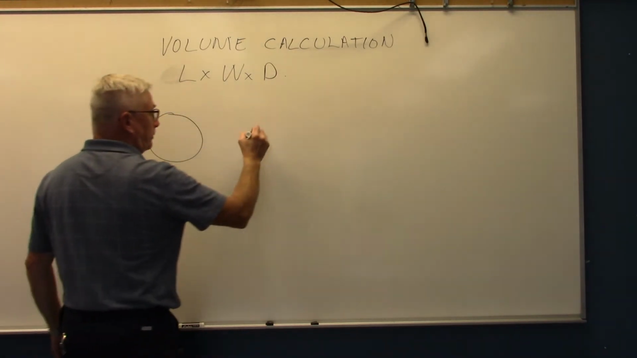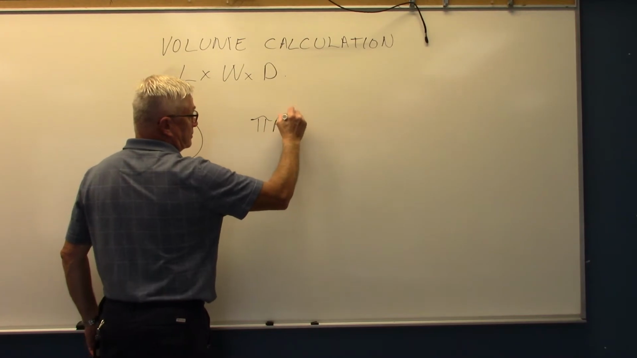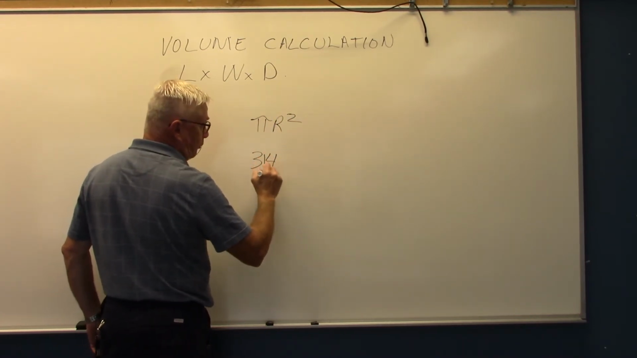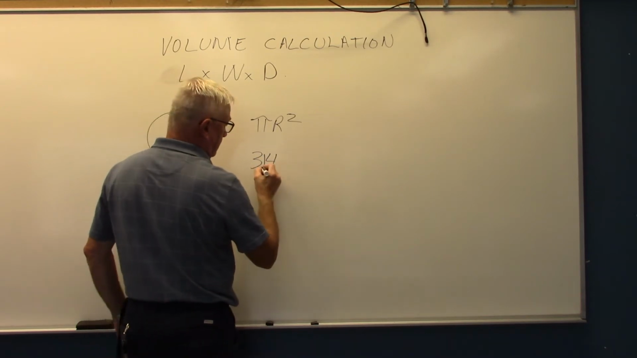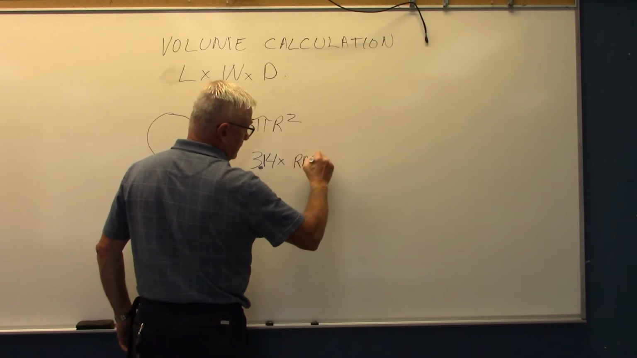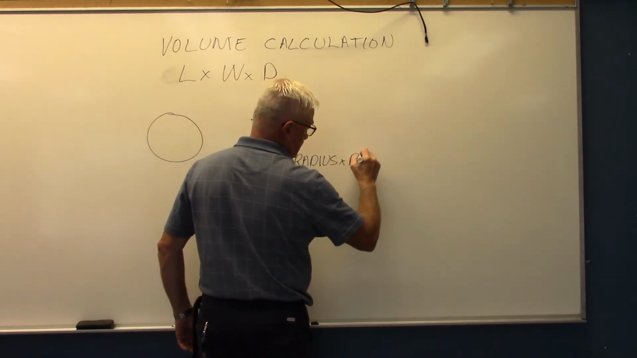All right. So on a circle, our formula is pi r squared. Pi for this class, we are going to use 3.14. The r is radius times the radius.